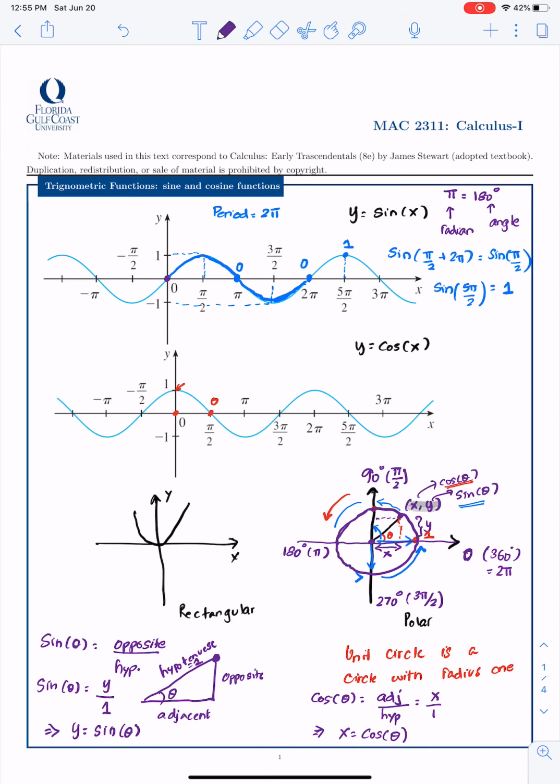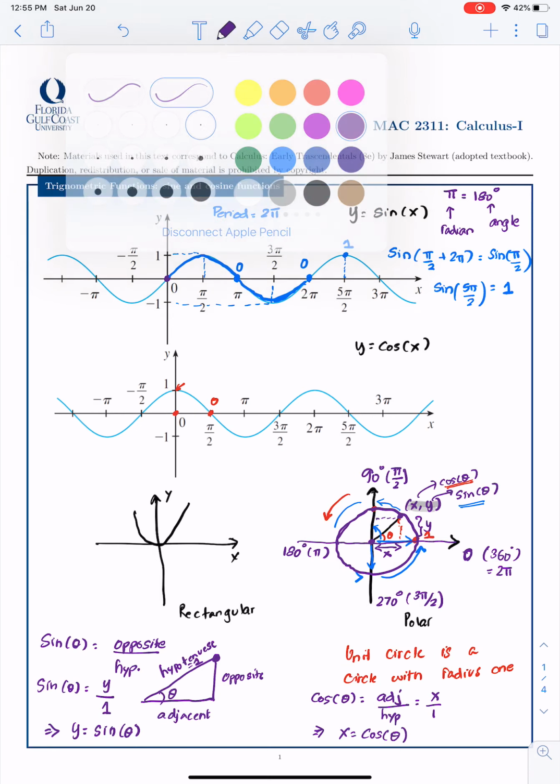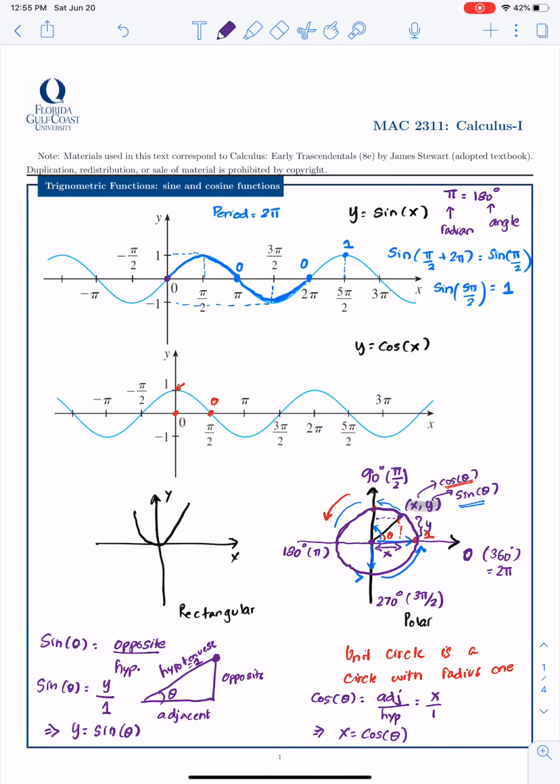So that length here would be -1, because we are looking at the left hand side here. So at pi we have -1.